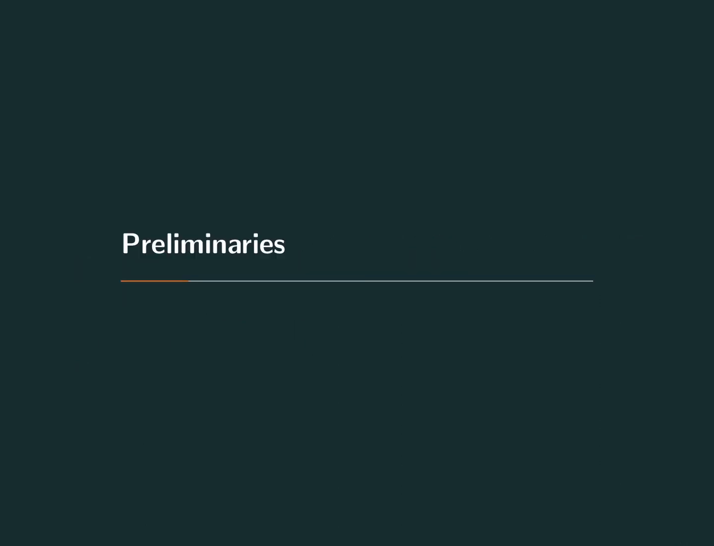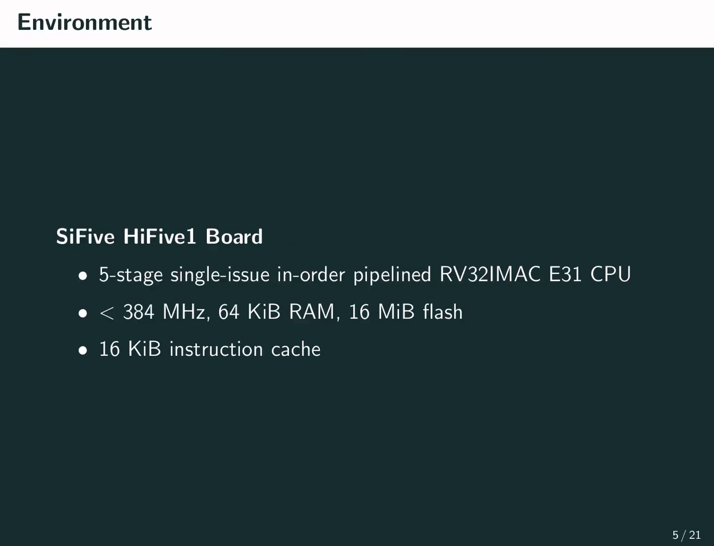Let's start with some useful background. Let's briefly talk about our benchmarking environment. To write optimized code for a specific architecture, we need ways to measure improvements or regressions. Although in our work we use 3 different platforms for benchmarking, I will only present the results achieved on the SiFive 551 board with an E31 core.